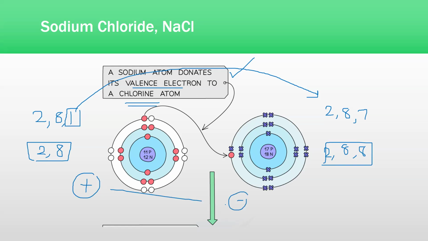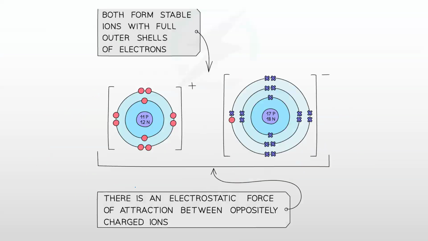And there's going to be which force of attraction? The electrostatic force of attraction between unlike charges. This electrostatic force of attraction is what we call an ionic bond. Have you got it? How do ionic bonds form? Good.